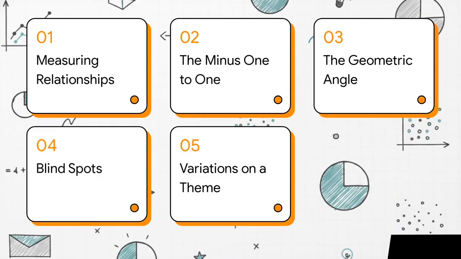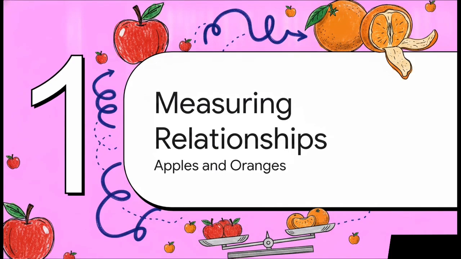We've got a super clear roadmap for today. We're going to hit measuring mathematical relationships, the -1 to 1 scale, the geometric angle, sensitivity and blind spots, and finally, variations on a theme. So let's kick things off with Section 1, measuring mathematical relationships.